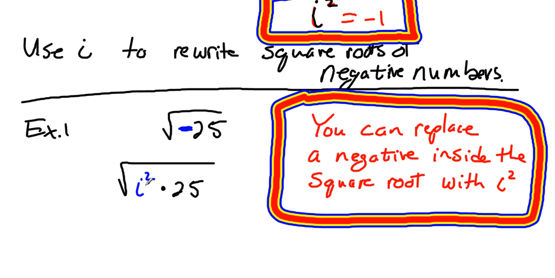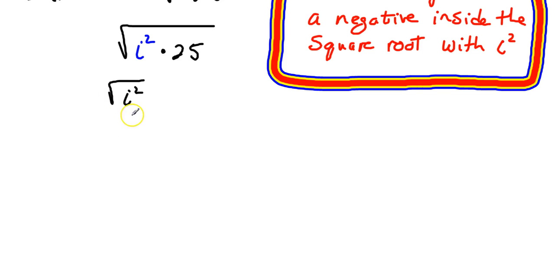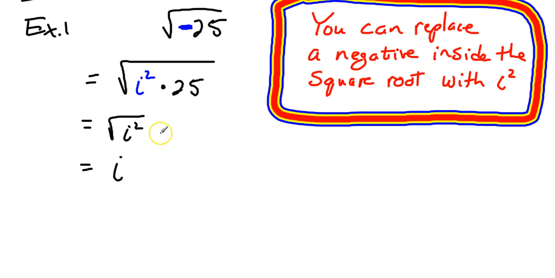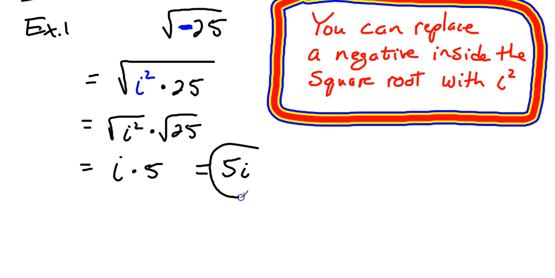Then if you break that up into two parts, what is the square root of i squared? Square and square root cancel, right? That's just i. And the square root of 25, well, that's 5. Now, the way they always write complex numbers is they put the number first, just like it was a regular variable. So your answer for that one would be 5i.